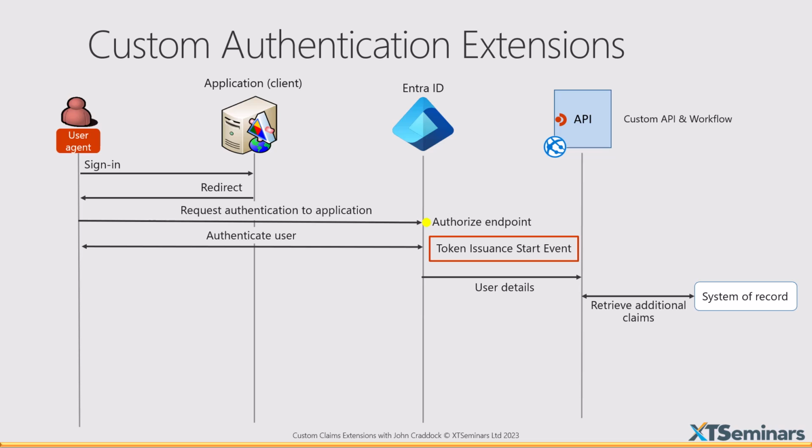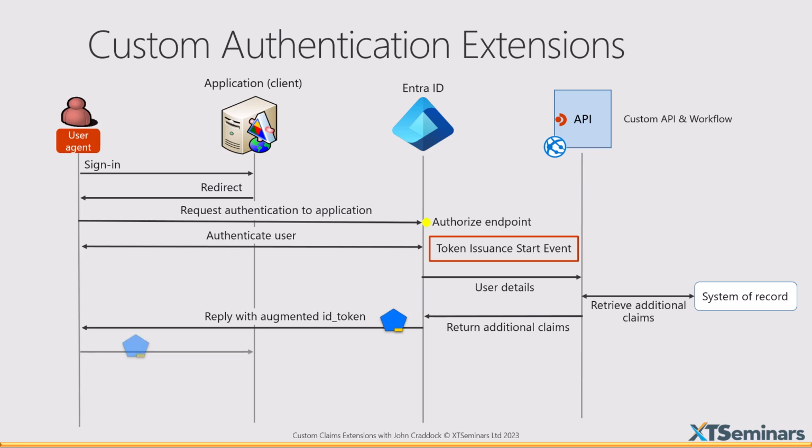So we retrieve additional claims about the user from external systems of record, and then what we do is we return those additional claims. At that point, Entra ID augments the token with those additional claims and then replies back to the user, who in turn sends that token to the application. Of course, there are slightly different flows that can be involved, but that's the basic flow.